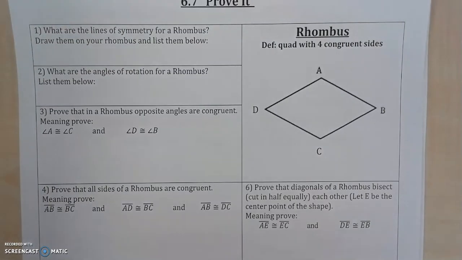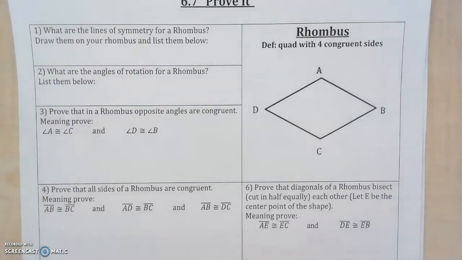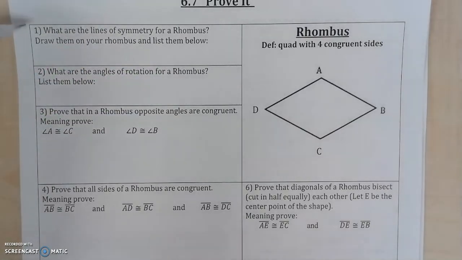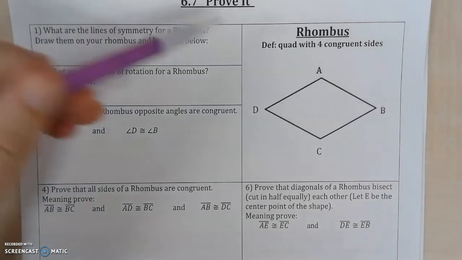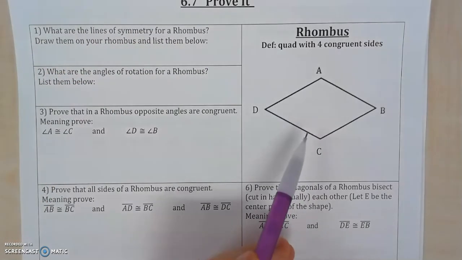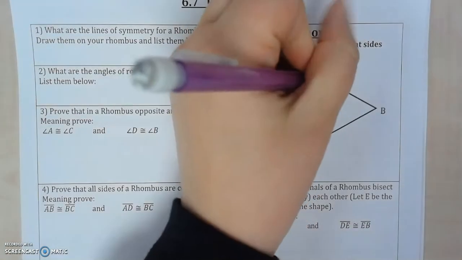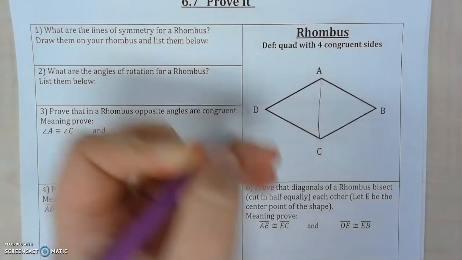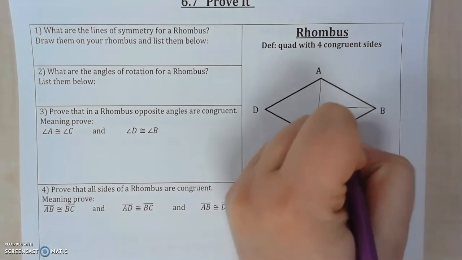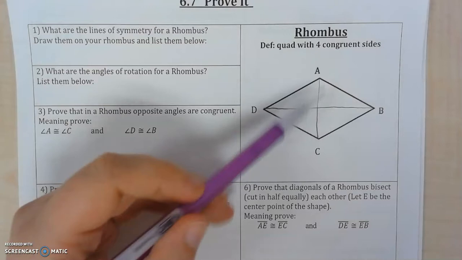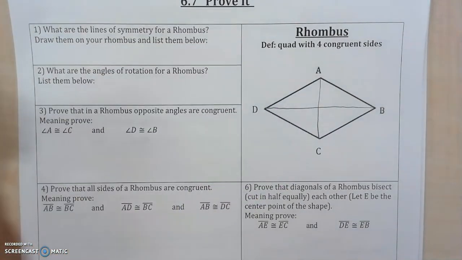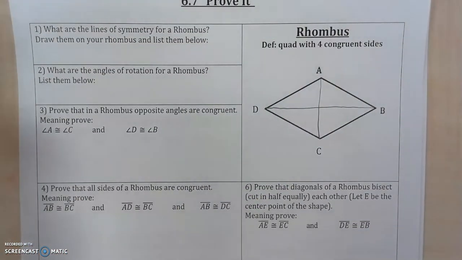So if we look, it's going to help us review a little bit just for this first one, rhombus, to help us get an idea. So it says, what are the lines of symmetry for a rhombus? Draw them on your rhombus and list them below. So here's our rhombus. We're going to draw them, and if we remember, the diagonals on a rhombus happen to be lines of symmetry. So it doesn't have to be perfect, but here are lines of symmetry that are going to get the figure to land on top of itself.